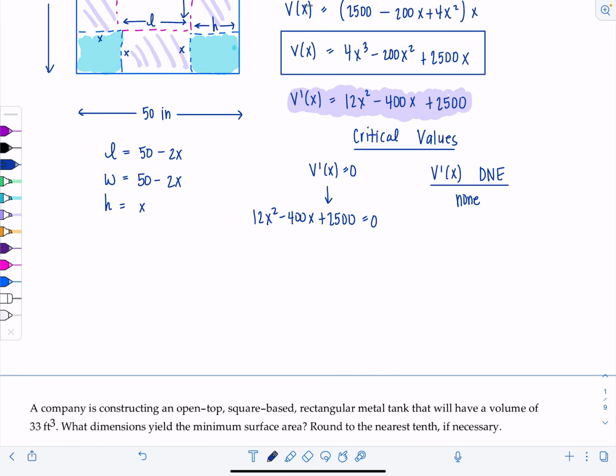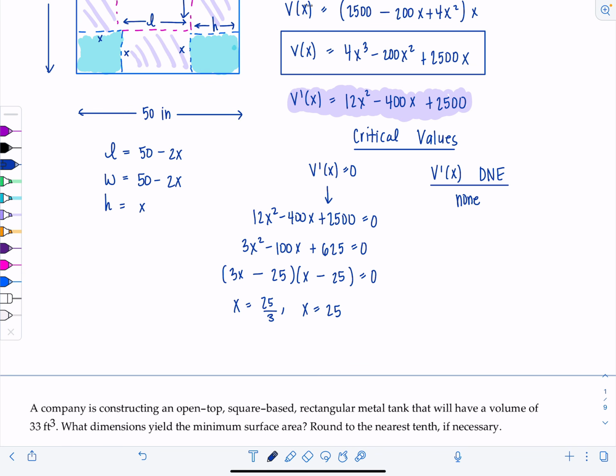Let's see, I can divide everybody by 4, can't I? Then this is 3X squared minus 100X plus 625 is 0. Does that factor? The only way to get 3X squared is 3X and X. Let's try 625 is 25 times 25. Let's hope for the best. So this would be negative 75, negative 25. Perfect. There's my negative 100. Okay. So I get either X is 25 over 3 or X is 25.